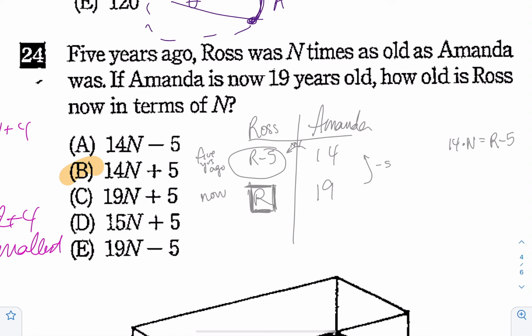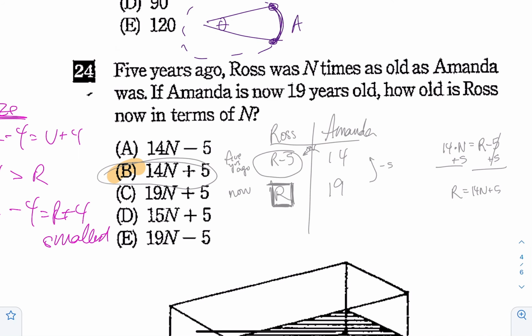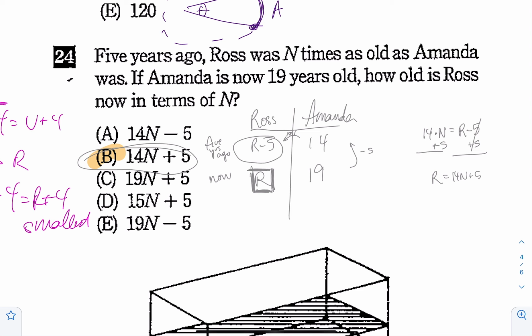This is your variable of interest, and we'll put that in terms of n. You can do that by just adding 5 to both sides. You get that r is equal to 14n plus 5. And that's choice B. To do these age problems, it's really important to organize the information in a chart. You can also use random numbers and just follow that along, if possible.